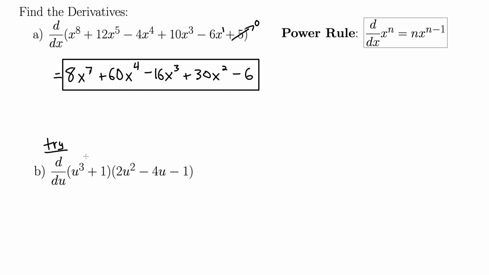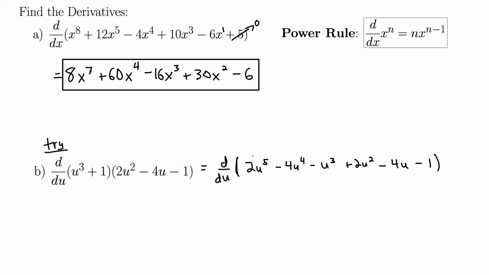Okay, first step here is to multiply these together. So I'll do a double distribute. So what we're really looking at here is the derivative with respect to u of, okay, well, multiplying that u cubed through to everything, I get 2u to the 5th minus 4u to the 4th minus u cubed. Okay, and now multiplying the plus 1 through to everything, plus 2u squared minus 4u minus 1. And now we have a nice polynomial. We can use a combination of all our differentiation rules that we've developed so far now to find this derivative.